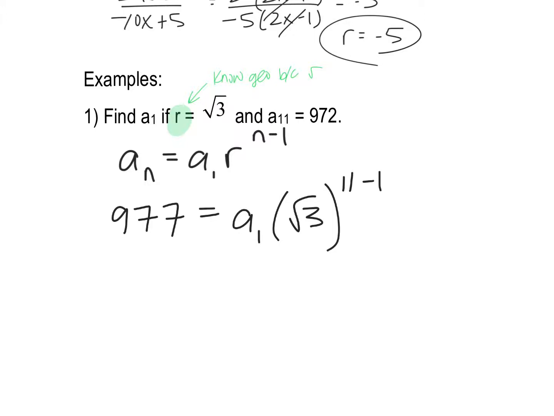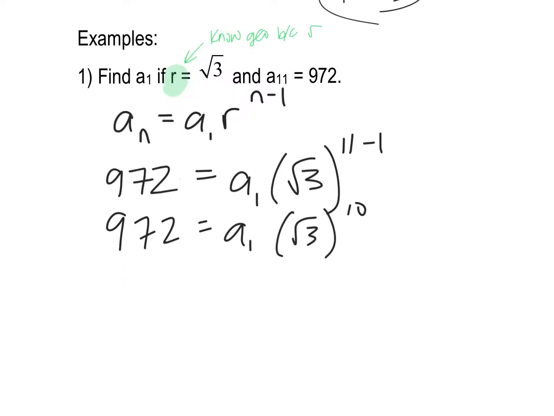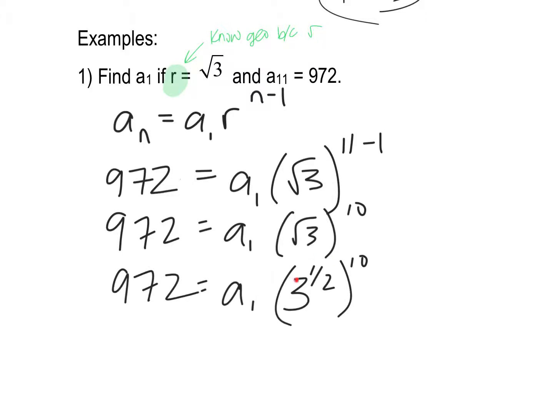Okay, so this is a little bit messier. That should be a 2, by the way, right here. Okay, so what I have to do now is do this radical 3 to the 10th, I guess. 972 equals a sub 1 radical 3 to the 10th. Well, if you remember from algebra 2, radical 3 is the same as 3 to the 1/2. Remember that from algebra 2? And then keep the 10 exponent. So we got to use a lot of good algebra 2 skills here. When I do 3 to the 1/2 to the 10th, you multiply these exponents here and it gives you 3 to the 5th. So 972 equals a to the 1st times 3 to the 5th.